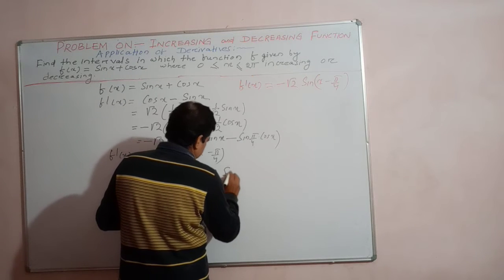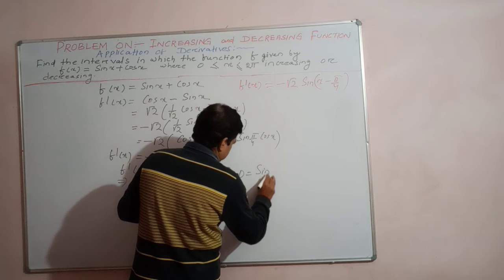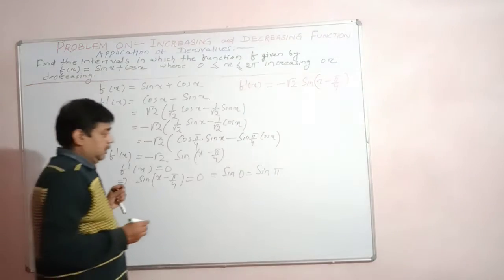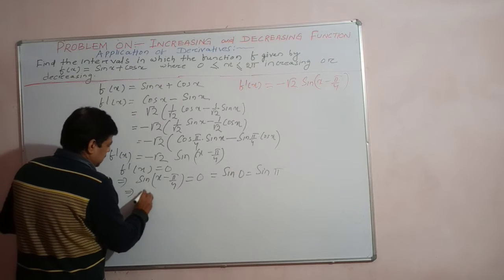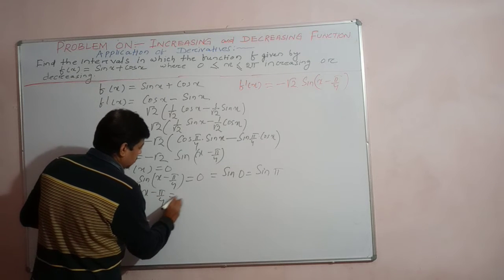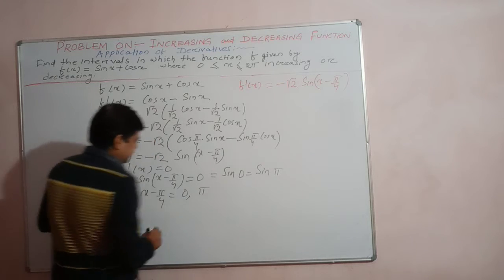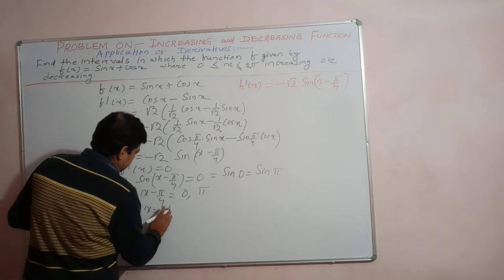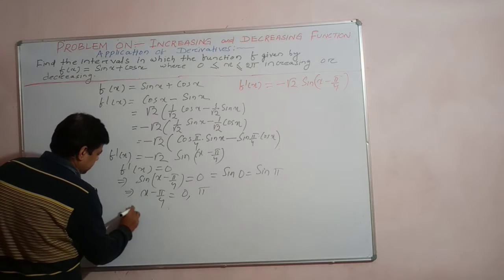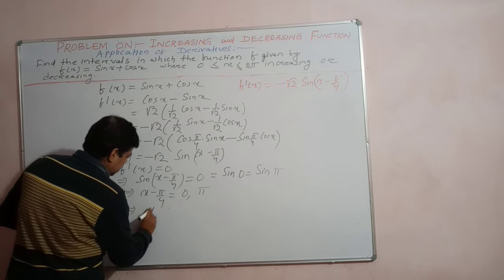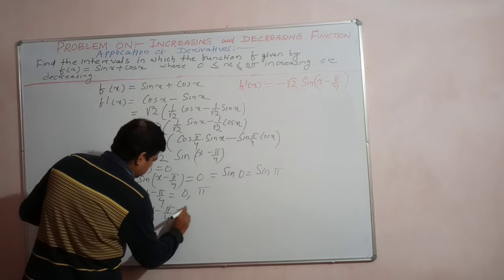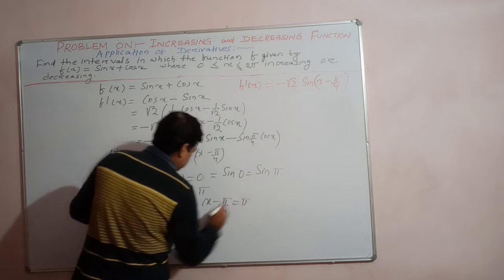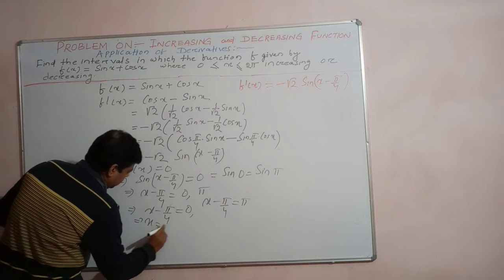All of you know sin 0 = 0, and sin π = 0 also. Yes or no? So that implies x − π/4 = 0, and we can also write x − π/4 = π. Yes or no? So x − π/4 = 0 gives x = π/4.